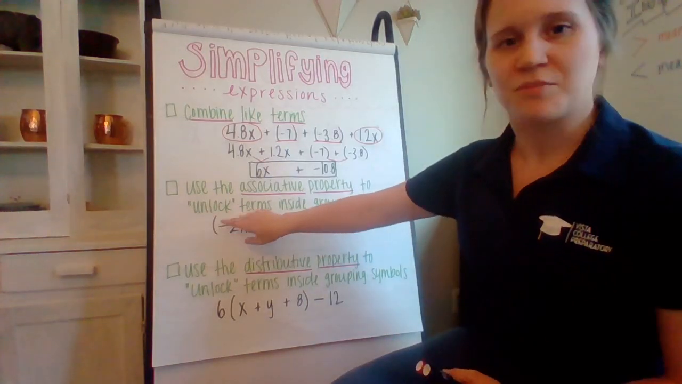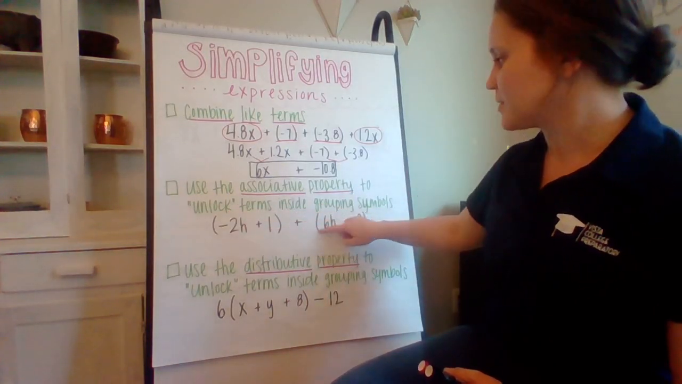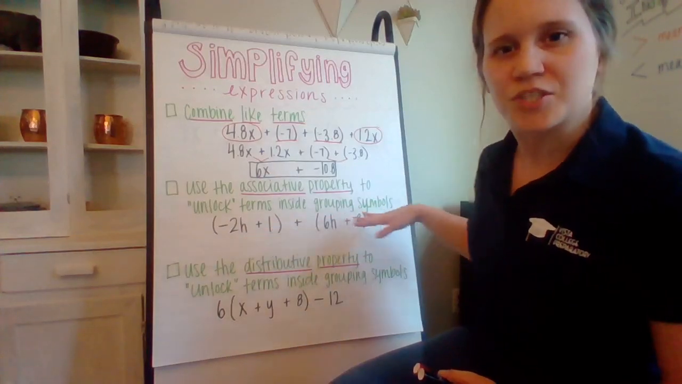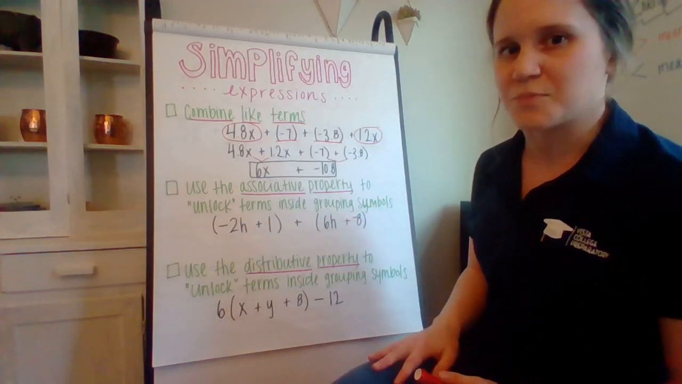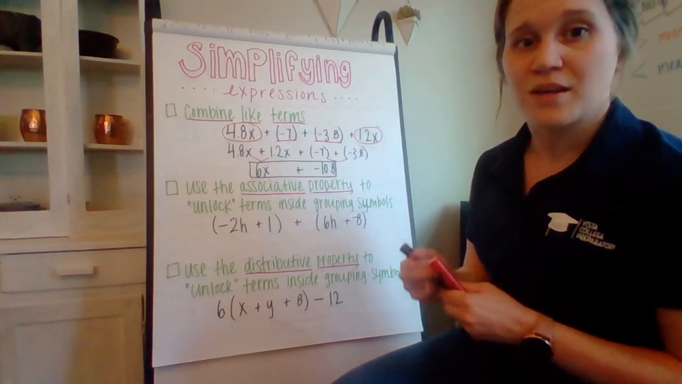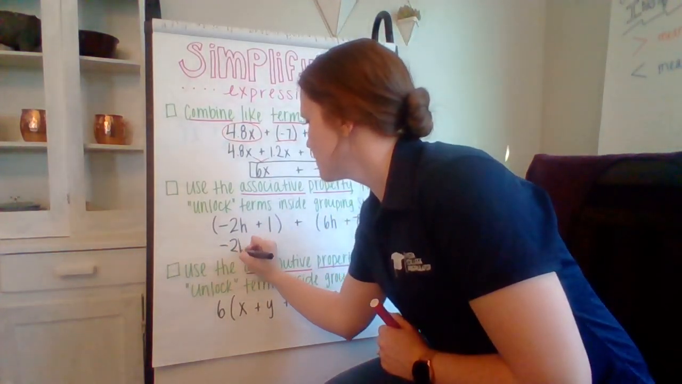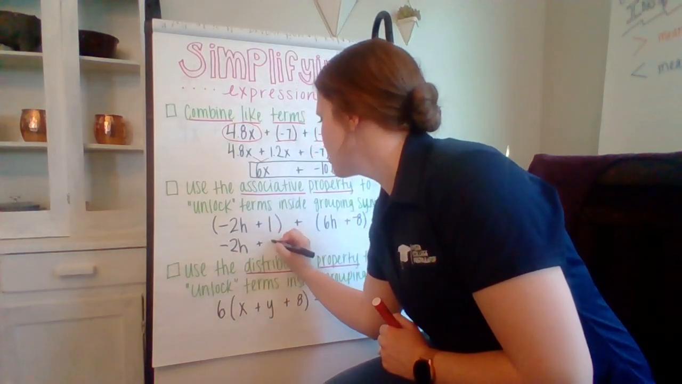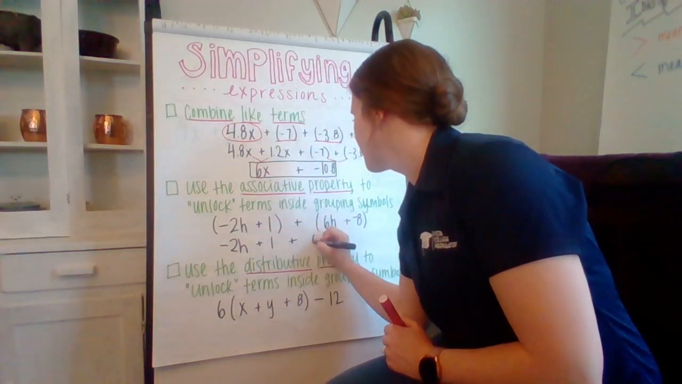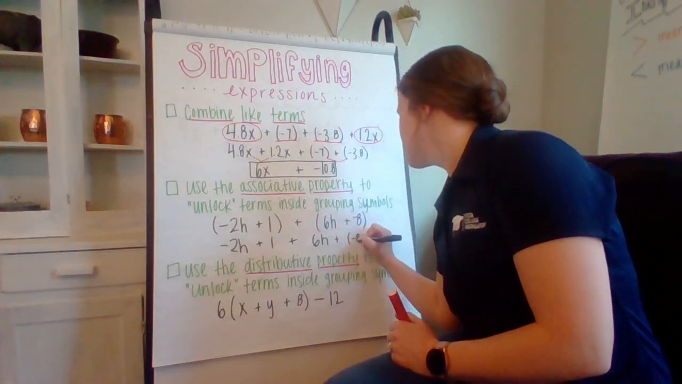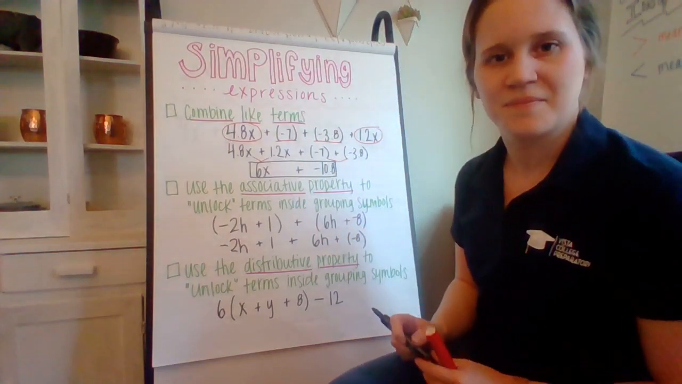Right now, these two terms are stuck inside parentheses and these two are stuck inside. There's no number outside being multiplied. There's no subtraction. There's no division in this expression. So I'm just going to remove those parentheses. So I get negative 2h plus 1 plus 6h plus negative 8.